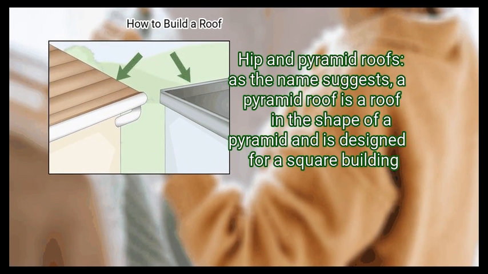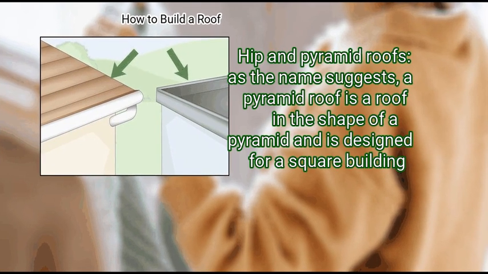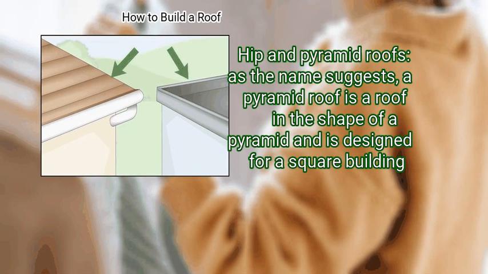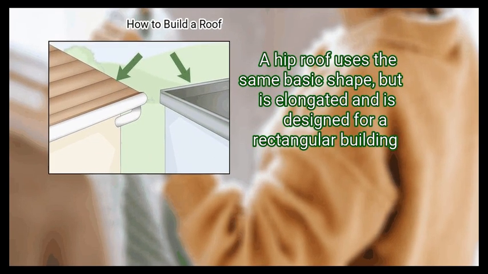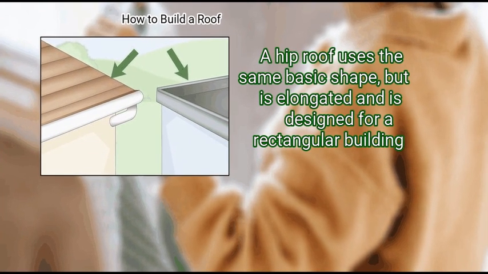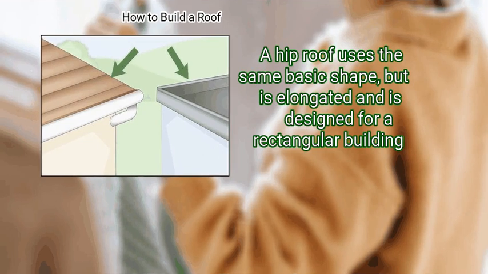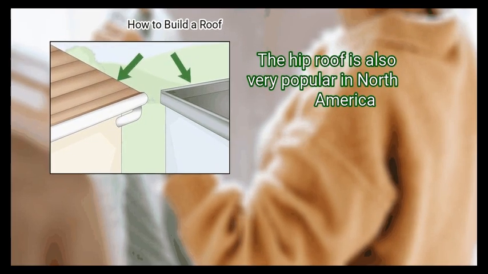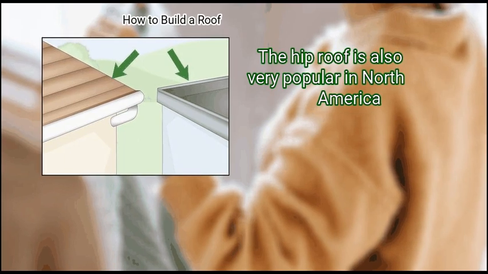Hip and pyramid roofs. As the name suggests, a pyramid roof is a roof in the shape of a pyramid and is designed for a square building. A hip roof uses the same basic shape, but is elongated and is designed for a rectangular building. The hip roof is also very popular in North America.